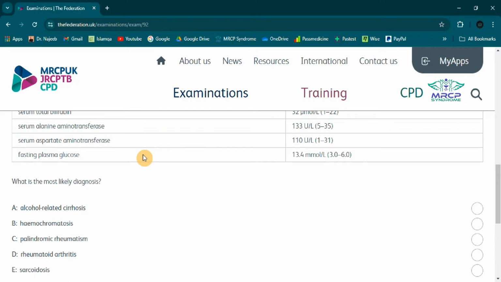What is the most likely diagnosis? Alcohol-related cirrhosis, hemochromatosis, palindromic rheumatism, rheumatoid arthritis, sarcoidosis.